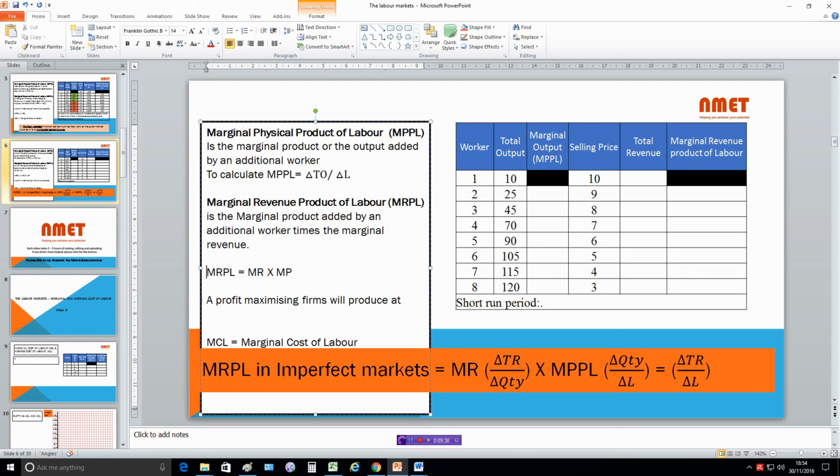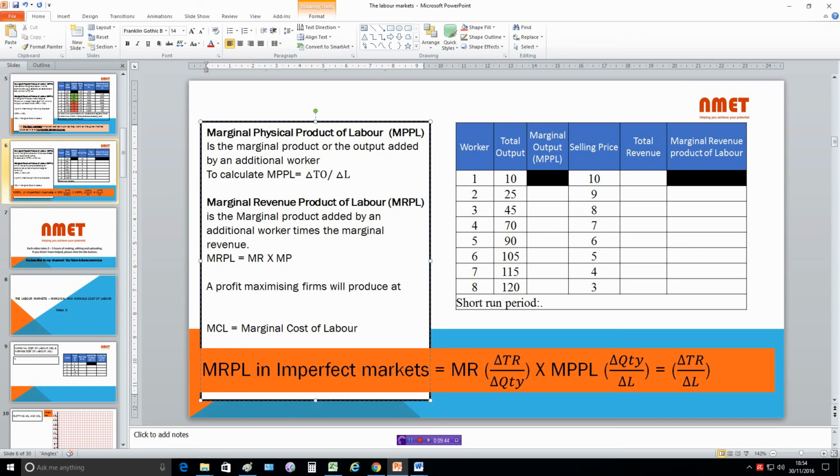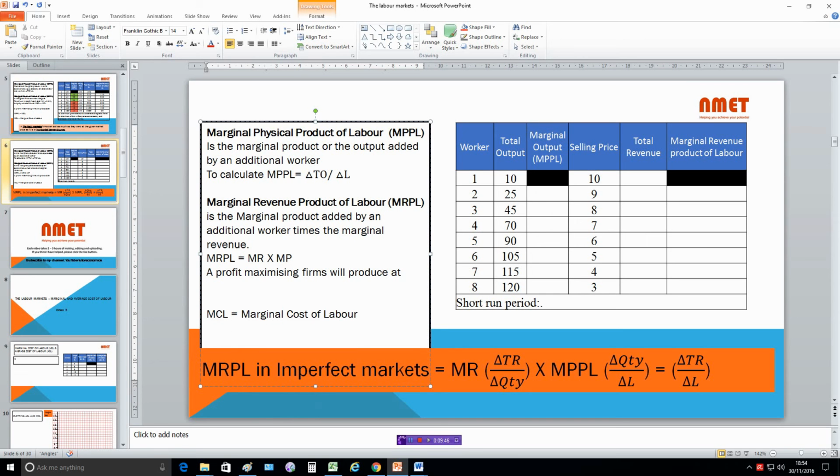And how do we calculate that? Marginal revenue times marginal product. Now, a profit maximizing firm, as I've stated earlier, will produce at MRPL equals MCL, where MCL is marginal cost of labor, and we will learn about this in the next video.